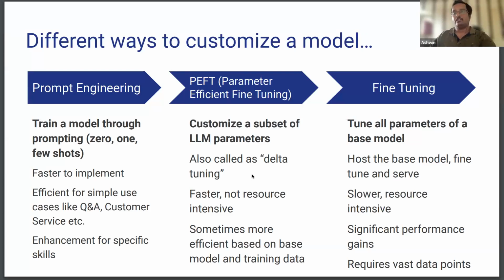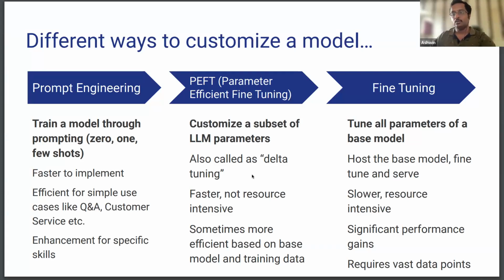But customizing all the parameters of a model is going to be really, really expensive. You need multiple GPUs running, and it's cost intensive. The cost versus benefit of tuning all the parameters of a model is most of the time not very efficient. So PEFT is somewhere in the middle, where it's faster and not resource intensive. The example that I'm going to show you can even run on commercial hardware. And then sometimes it's efficient based on the base model and the training data.